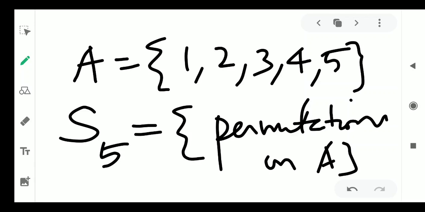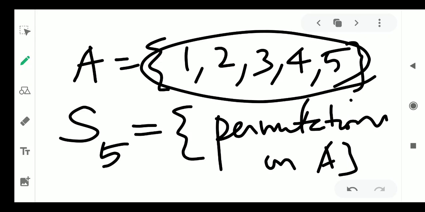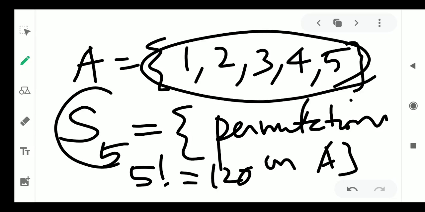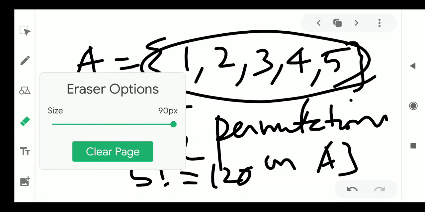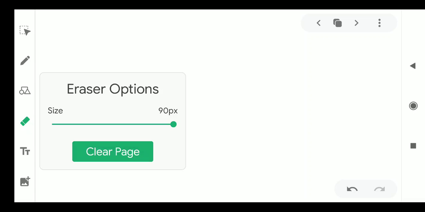So as such, what we do is we'll be dealing with different bijections from this A to itself. How many bijections will there be? There will be 5 factorial bijections, namely 120 bijections. Therefore, S5 contains 120 permutations, but all permutations I will not be dealing with. Anyhow, I'll tell you how exactly we have to deal with the permutations in S5.